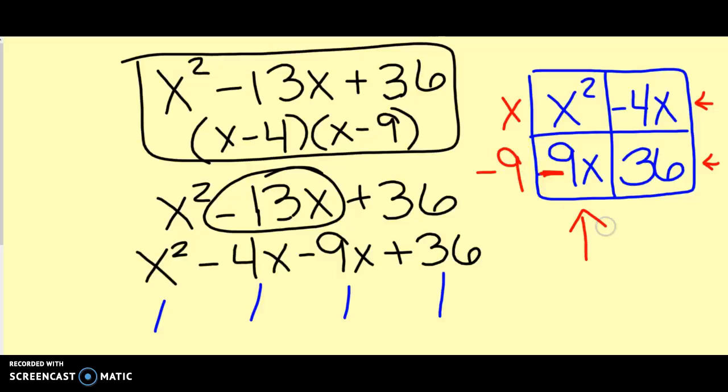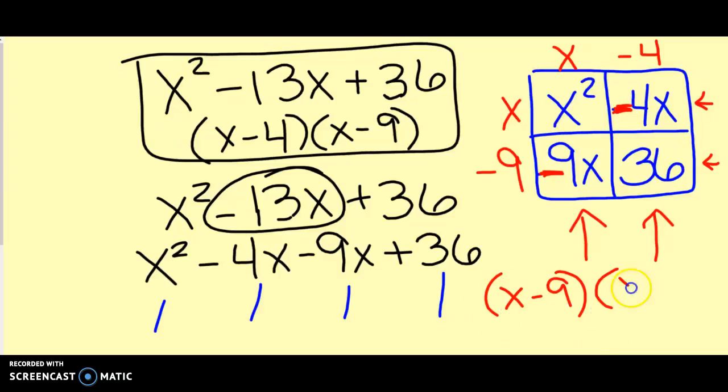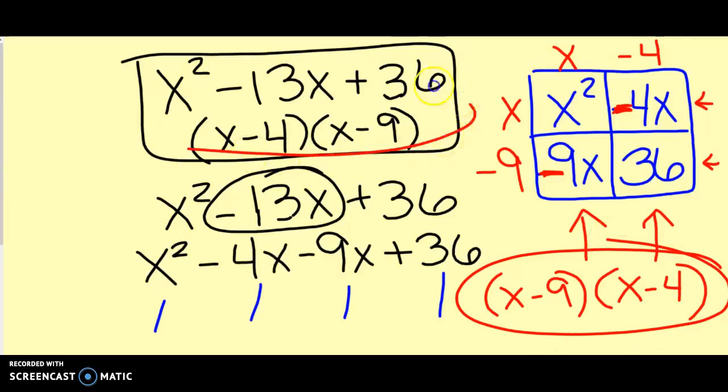So x squared and negative 9x. Doesn't matter that that's negative. You just look at this top one. Common factor is x. Look at your next column. Oh, look at that. The top number is negative in the column now. So your common factor has to be negative. So we're going to say negative 4. So there we go. X minus 9 is your factor, and x minus 4 is a factor. Exactly what you got the first time.